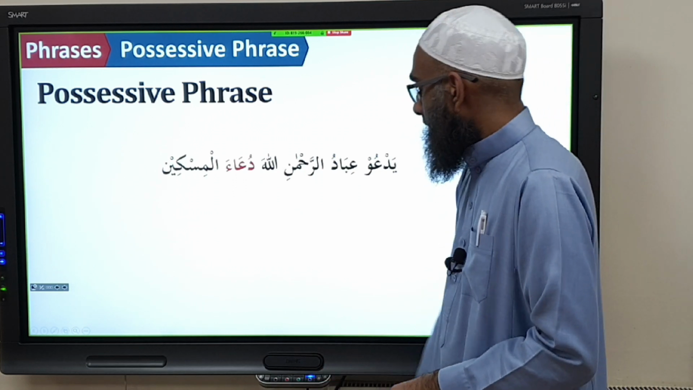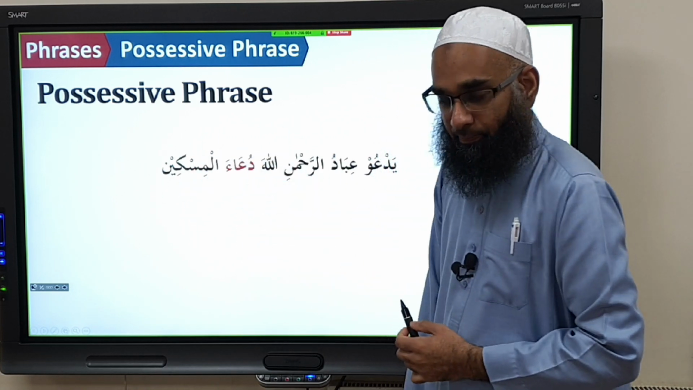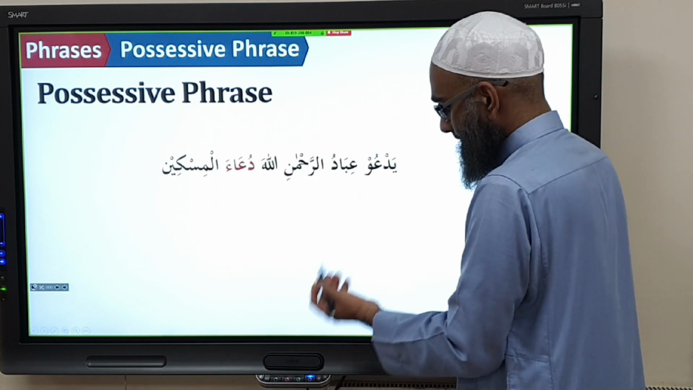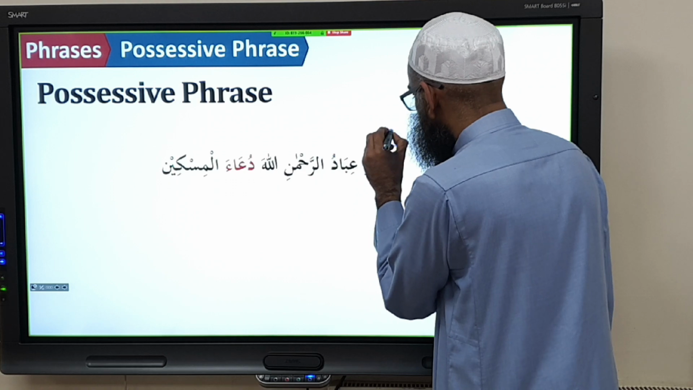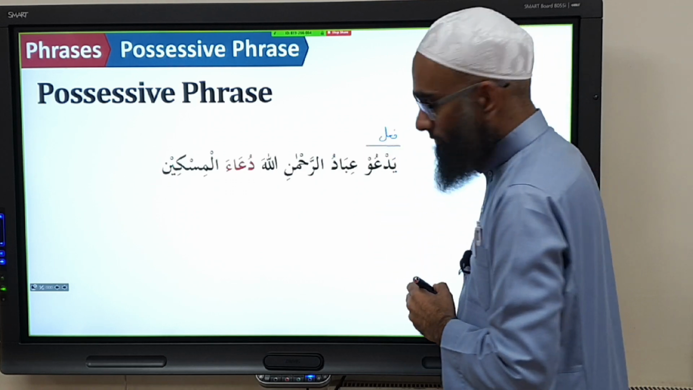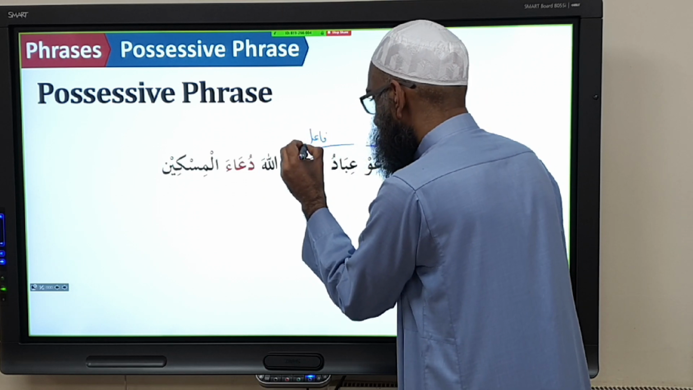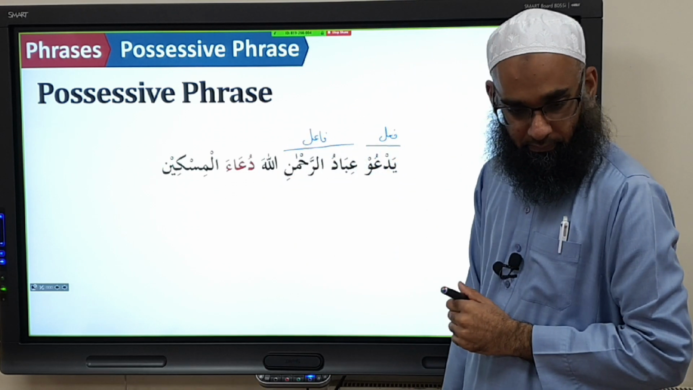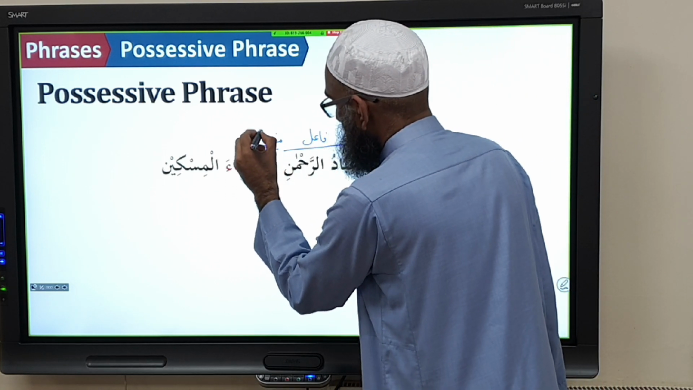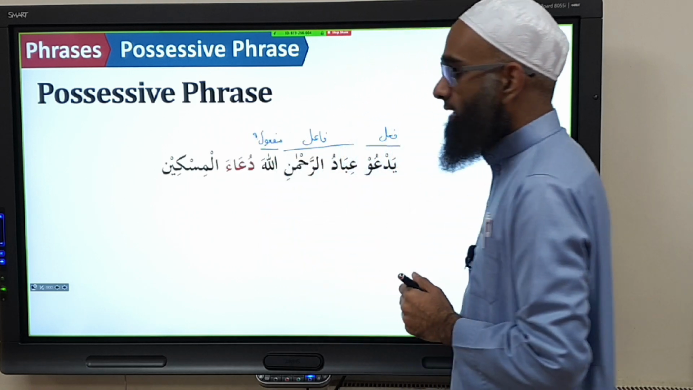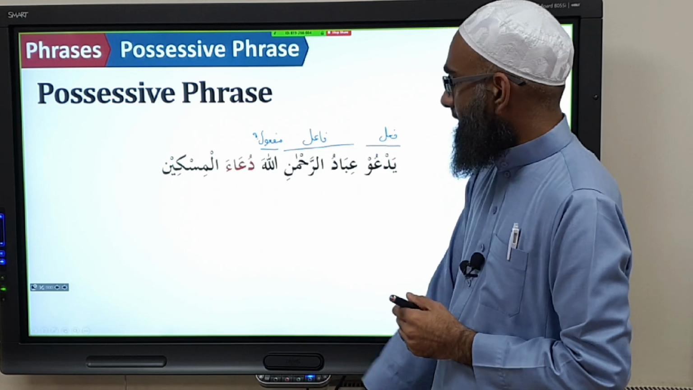What do we have here? يدعو عباد الرحمن الله دعاء المسكين. What's the tarkib of this? يدعو is going to be فعل. And then عباد الرحمن is a فاعل. الله مفعول به. And دعاء المسكين مفعول به ثاني. Why is مفعول به ثاني? It's not.